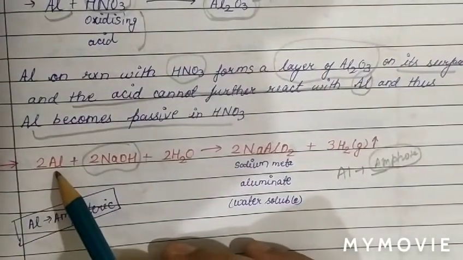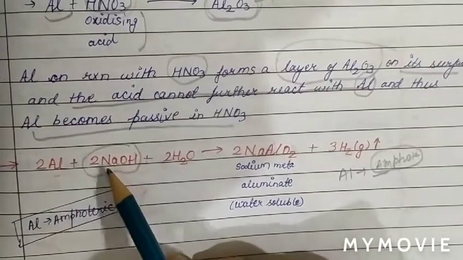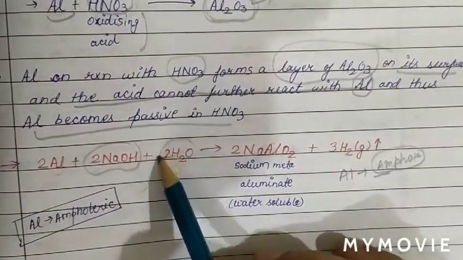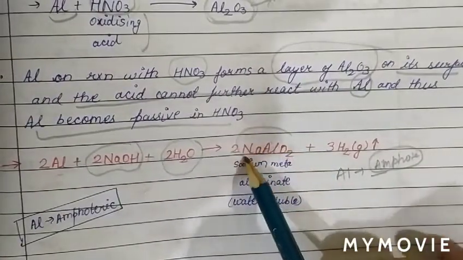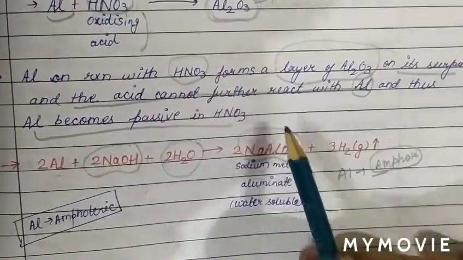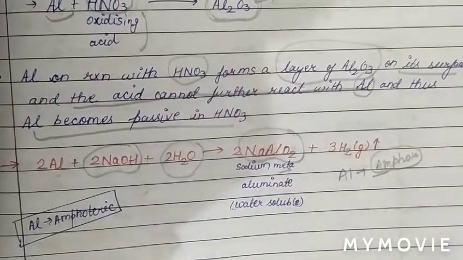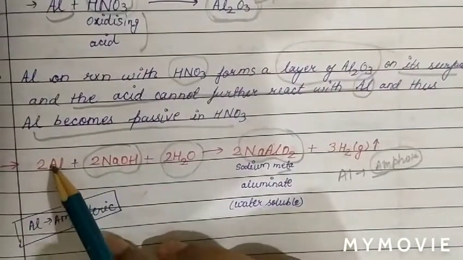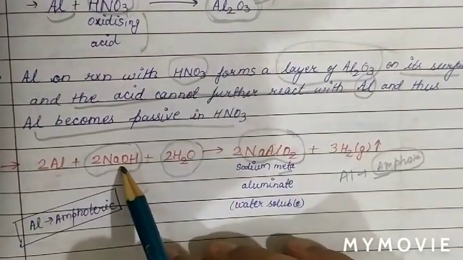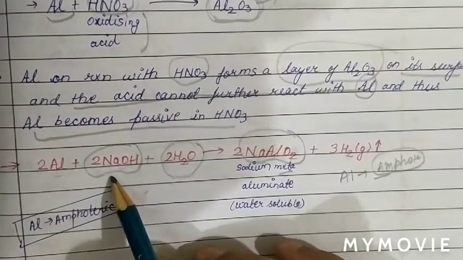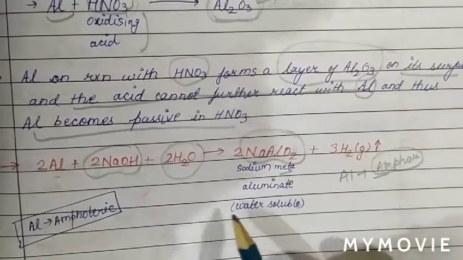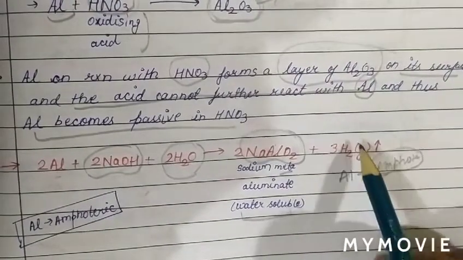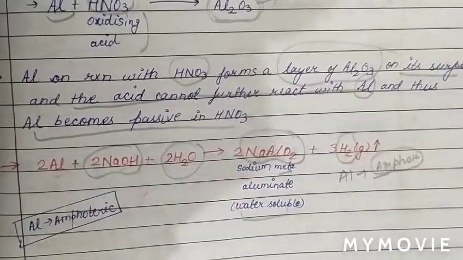So basically when aluminium reacts with a base like NaOH in water, it forms a water soluble compound which we call sodium meta-aluminate. So when aluminium dissolves in an aqueous solution of base, it forms sodium meta-aluminate which is water soluble, with the liberation of hydrogen gas.